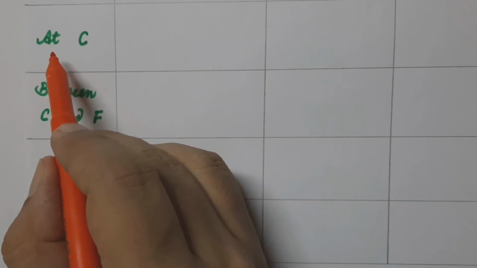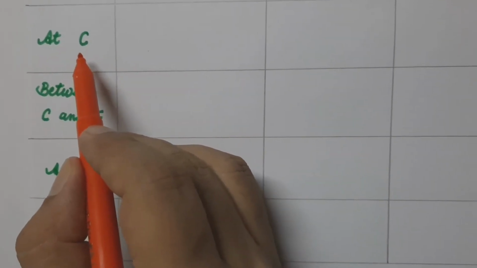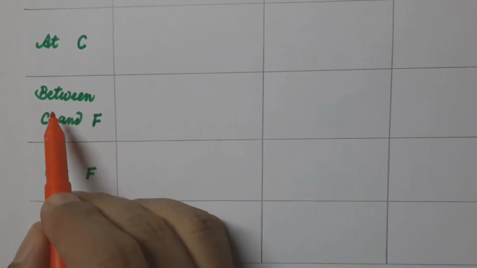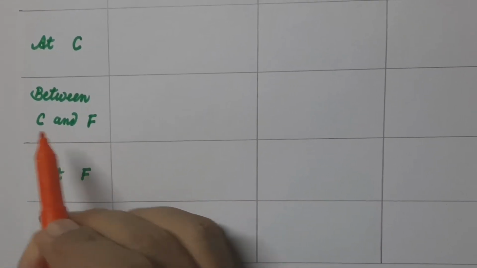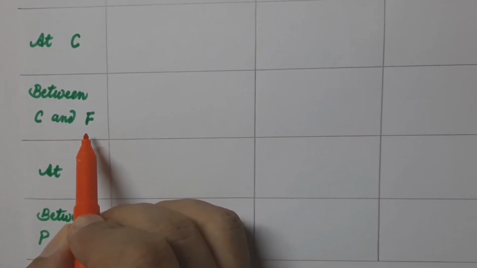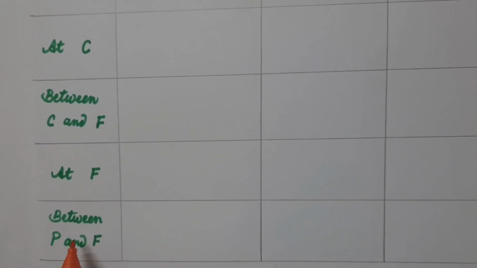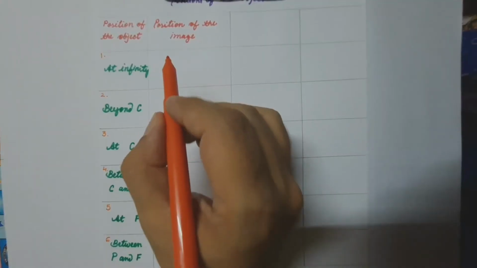Third one, when the object is at C, means center of curvature. Then, when the object is placed between C and F, means center of curvature and principal focus of the spherical mirror. Next position, when the object is at focus, means principal focus. Last position, between P and F, means pole of the mirror and principal focus.